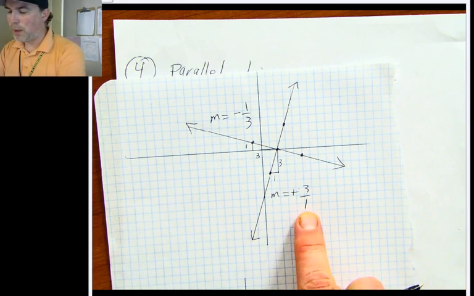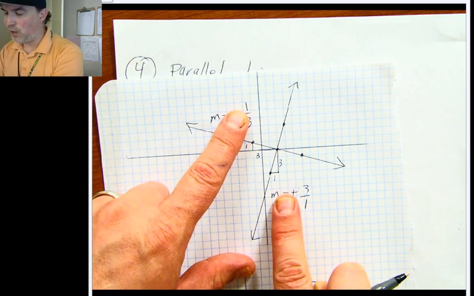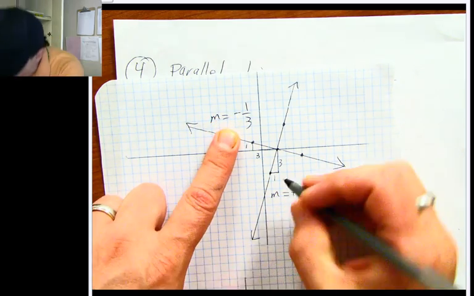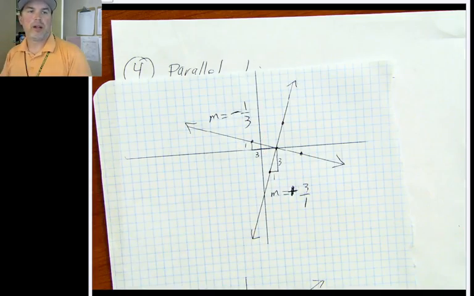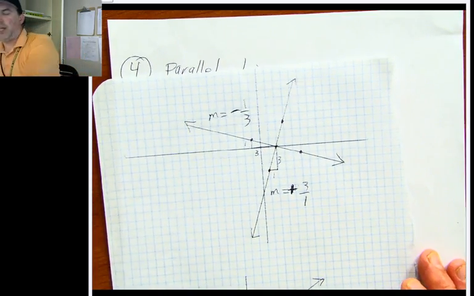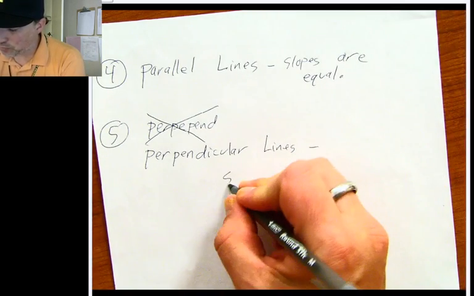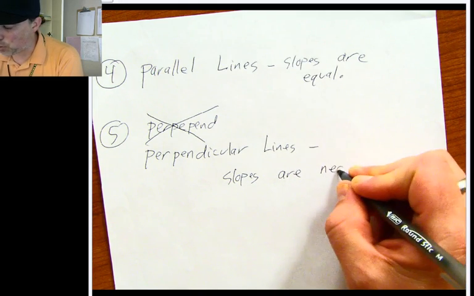So when two lines are perpendicular, notice we got a 3 over 1 and a 1 over 3. These are reciprocals. One is positive, one of them is negative. So what this is referred to is negative reciprocals. So slopes are negative reciprocals.